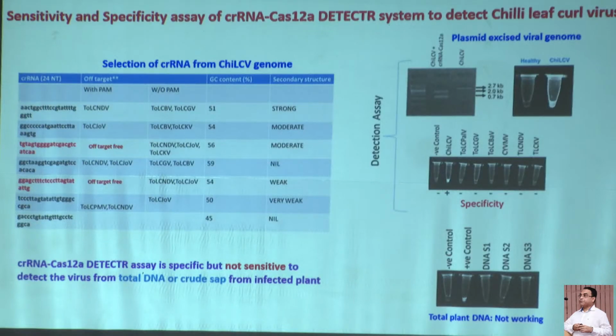For that, from the genomic information of the virus, using the study of the genomics, we designed the CRISPR RNA sequence. First we studied with the plasmid DNA of the virus, and we are able to detect that it is cutting the virus sequence. The uncut virus is cut by CRISPR Cas12a, and we are able to get this kind of fluorescence-based detection in the CRISPR assay. The technique has high specificity because we tested other virus clones. It is not detecting any other virus, only the chili leaf curl virus.